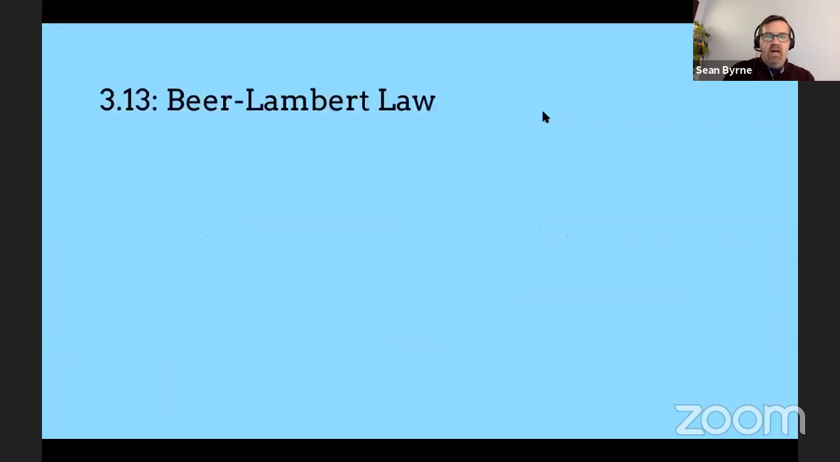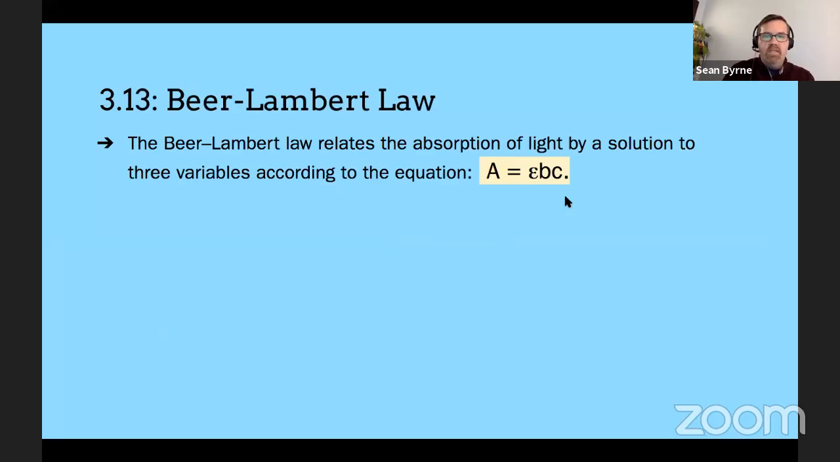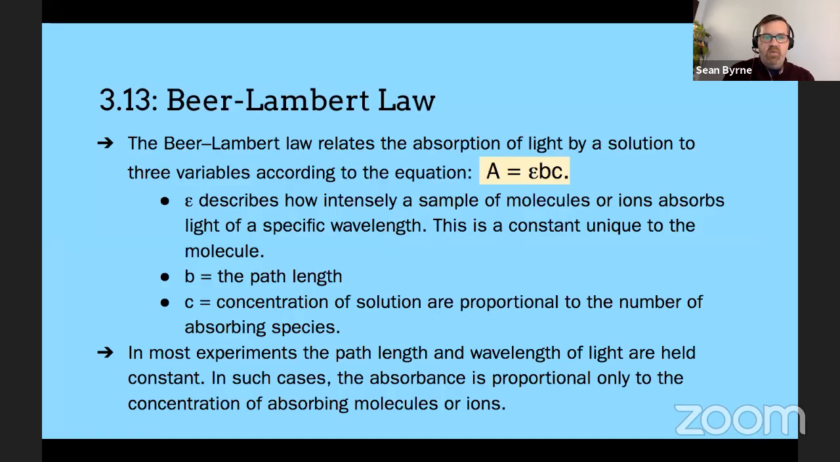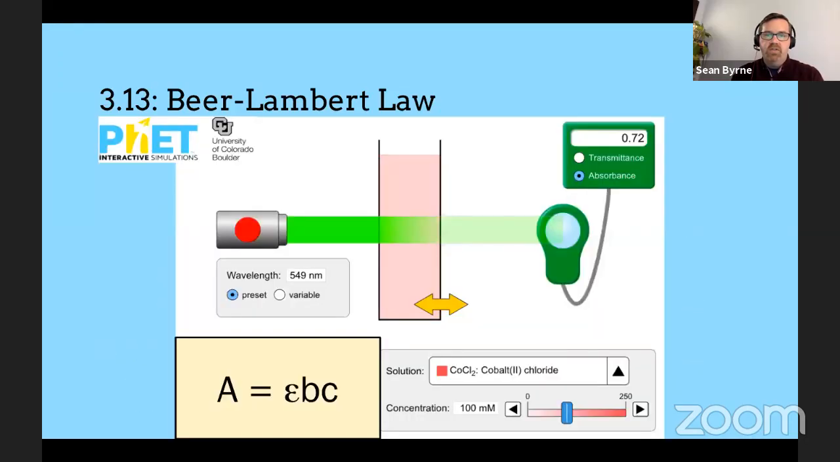Now let's get into Beer's law for a quick couple of minutes here. I'm going to zoom through this screen because I think we can do a better job of explaining it another way. The Beer-Lambert law relates absorption of light by a solution to three variables, and we have that equation right there. You typically will not have to use this equation as much as you would have to interpret data for a Beer's law kind of lab. So I'm going to jump ahead to this next screen. We're going to look at the PhET for just a quick minute, and then we'll do a couple practice problems before I give you your homework.